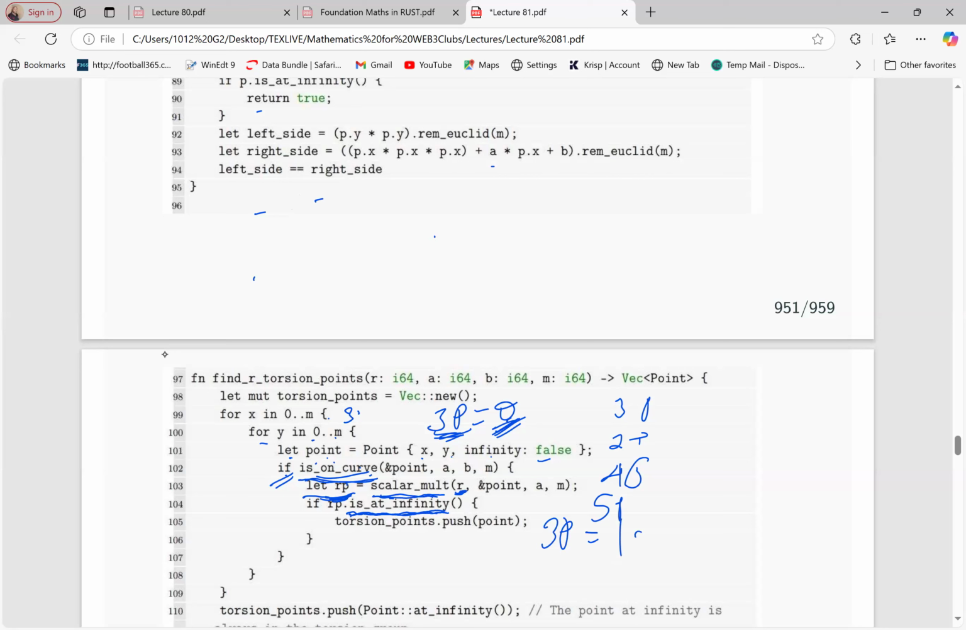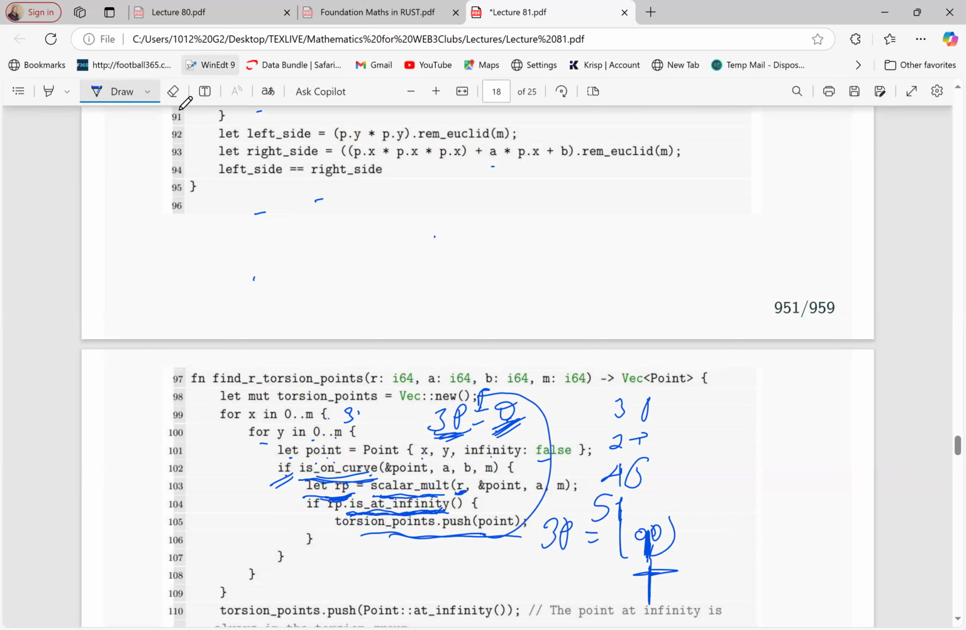So it's telling you the result is 0, 0, for instance. Or the result is 9, 0. Now, after you have this point 9, 0, you call is at infinity, asking it to tell you if this point is at infinity. If 9, 0 is not at infinity, you have nothing to push. But if it's at infinity, you're pushing it inside this empty vector.